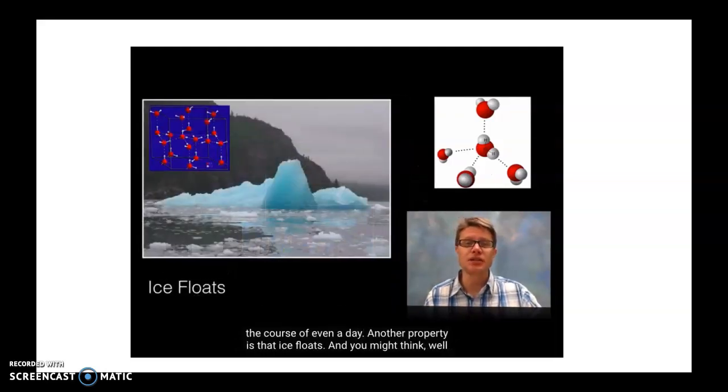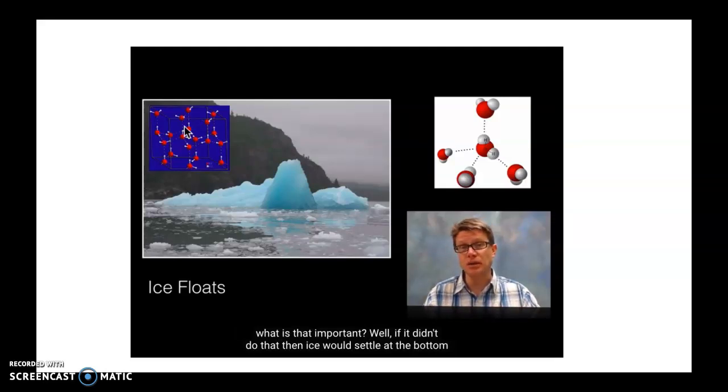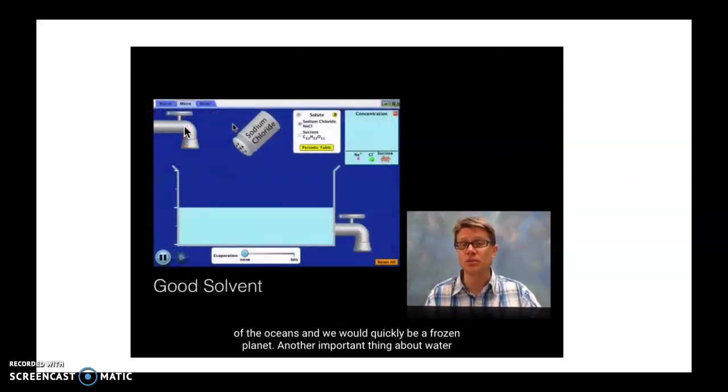Another property is that ice floats. And you might think, well, that's obvious. But with most matter, with most molecules, when you cool them down, they become more dense and they would therefore sink. But water doesn't do that, and that has to do with these hydrogen bonds as well. As it cools down, it's forming this beautiful three-dimensional matrix, which allows it to actually decrease density. Why is that important? Well, if it didn't do that, then ice would settle at the bottom of the oceans and we would quickly be a frozen planet.